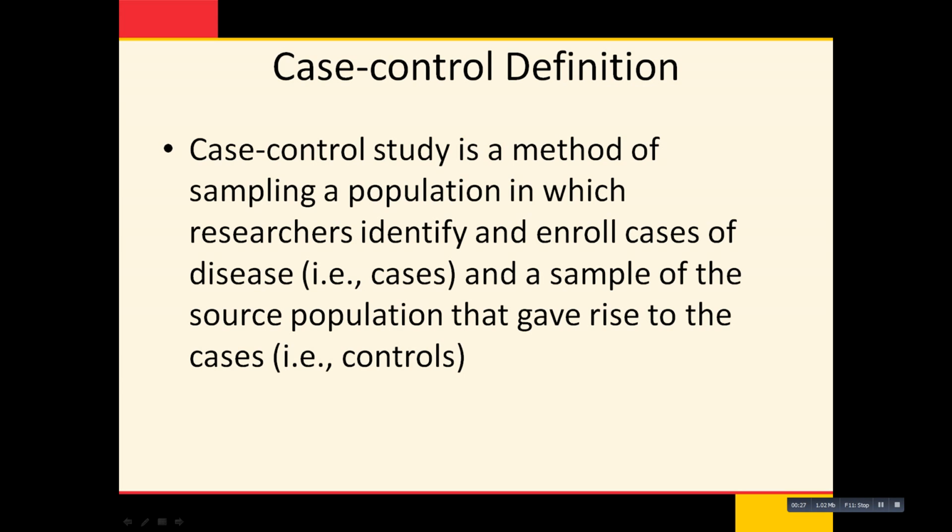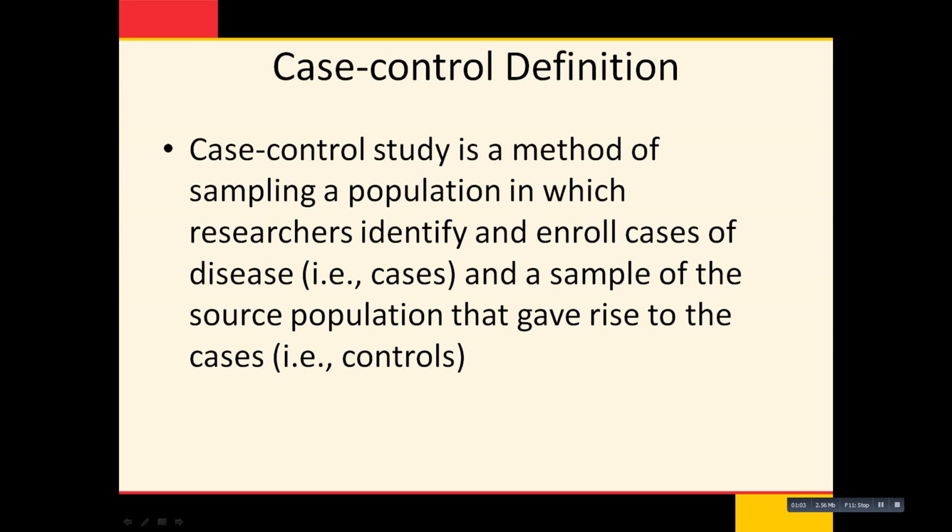So a case control study is a method of sampling a population in which researchers identify and enroll cases of the disease, i.e. the cases, right? And a sample of the source population that gave rise to the cases, the controls, but they do not have the disease. So we're looking at a population of patients. We've got people that got the disease, they become cases, and then we've got people that didn't become cases, and they are the controls.